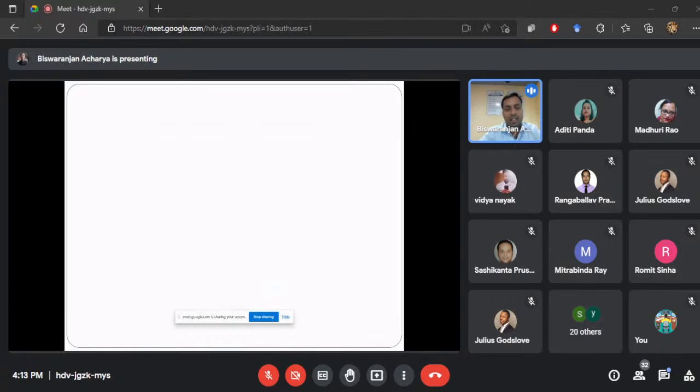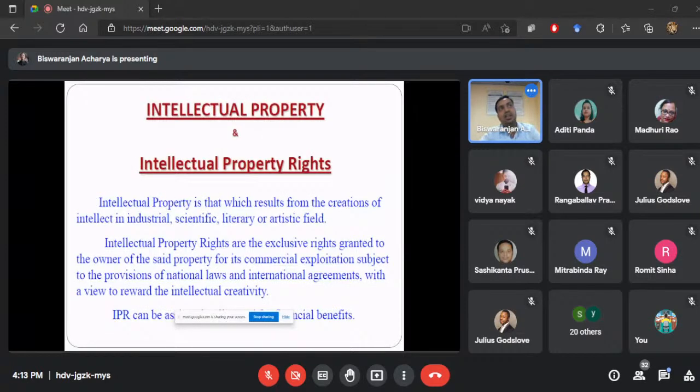Intellectual property and intellectual property right. Already we discussed what is intellectual, then property, then right. When an idea becomes an expression, that is property. Whenever we get a legal right, that is the right, the property right. Intellectual property is that which results from a creation of intellect, in an industrial, scientific, literary or artistic field.